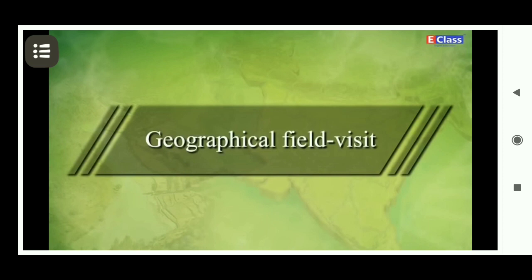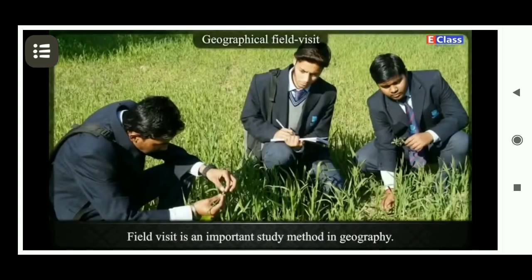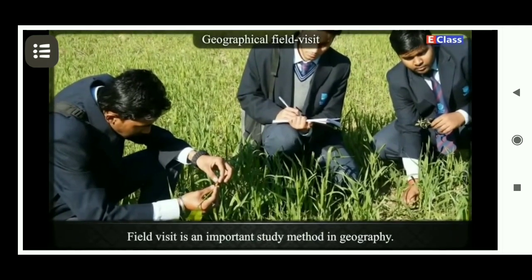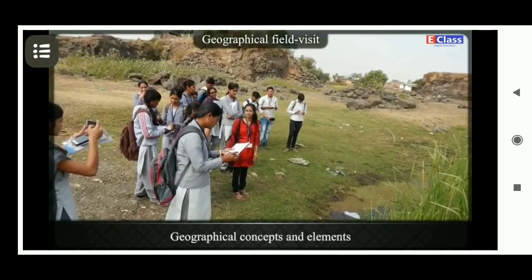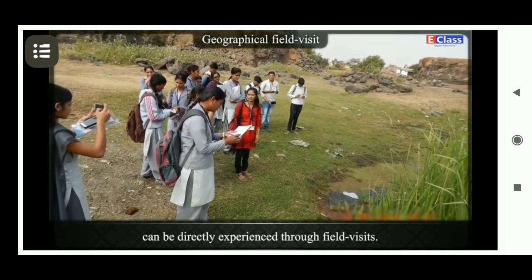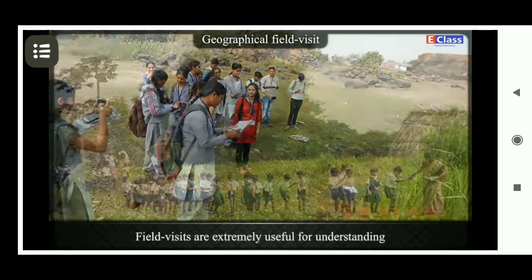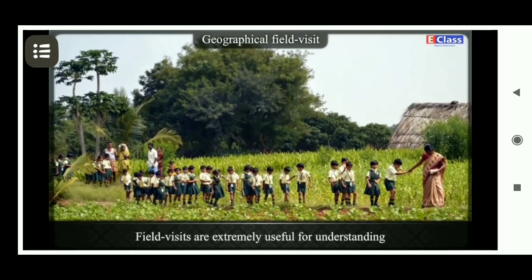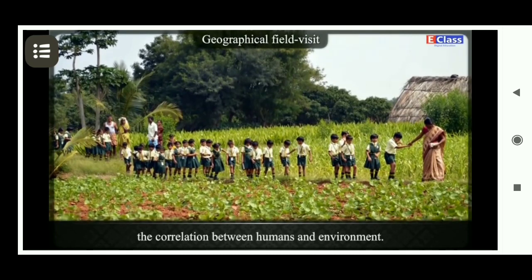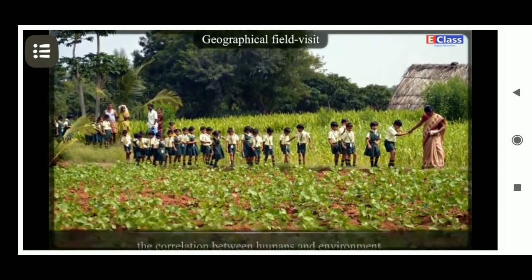Geographical field visit. Field visit is an important study method in geography. Geographical concepts and elements can be directly experienced through field visits. Field visits are extremely useful for understanding the correlation between humans and environment.